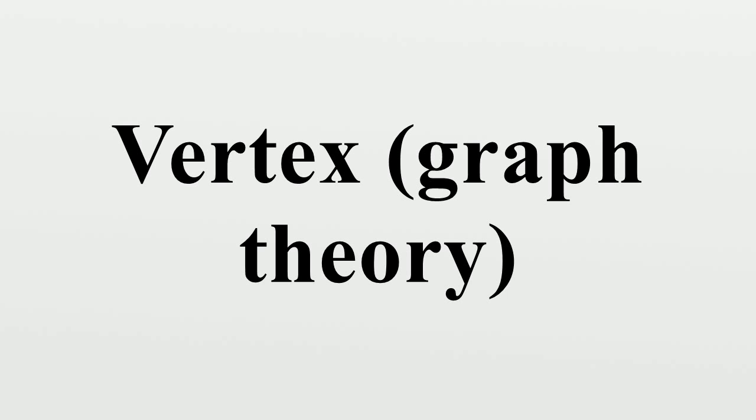The vertex space of a graph is a vector space having a set of basis vectors corresponding with the graph's vertices. A graph is vertex transitive if it has symmetries that map any vertex to any other vertex.